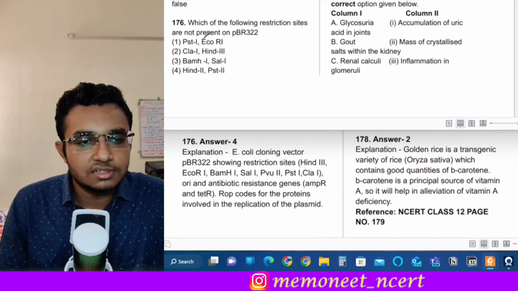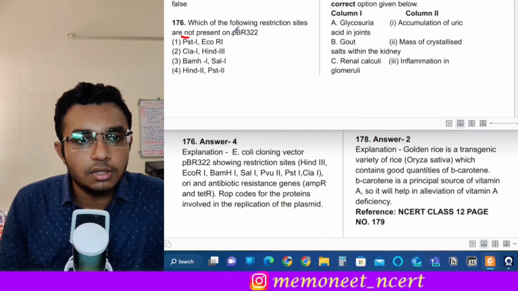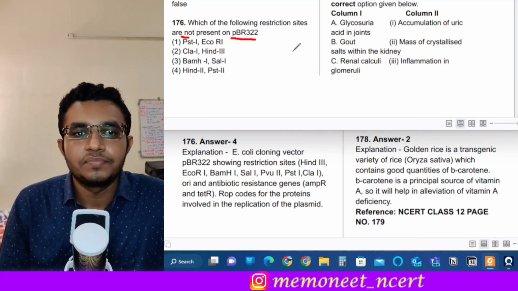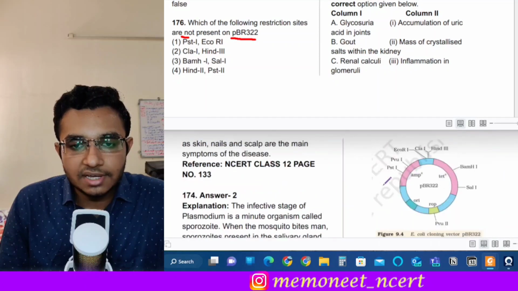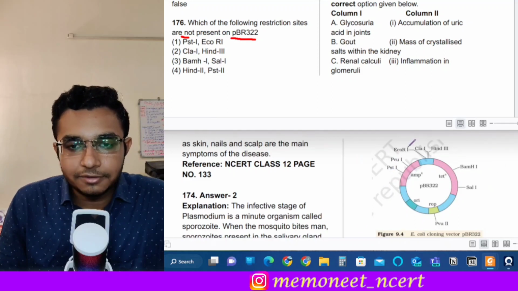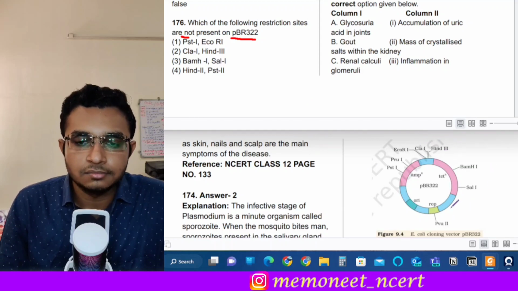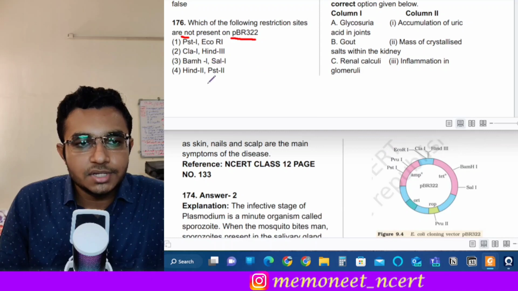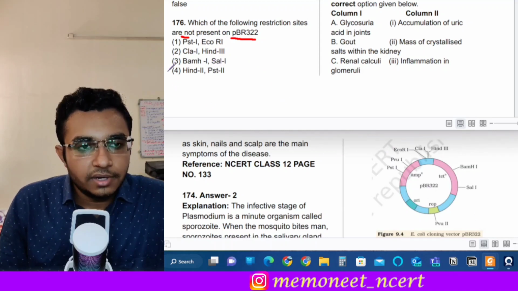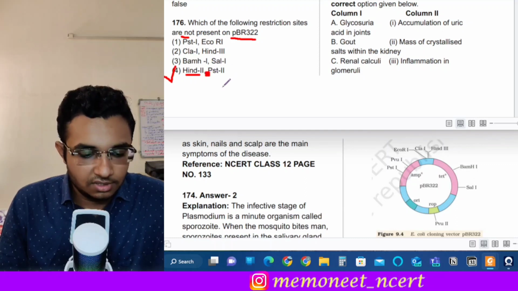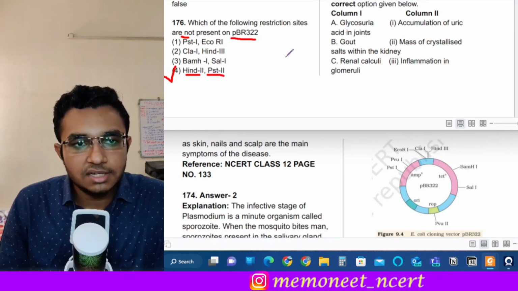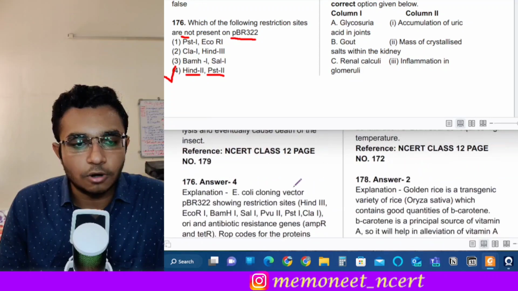The next question is question 176. Which of the following restriction sites are not present on the pBR322? So if you know the structure of pBR322, okay, this is the vector and these are the different sites. Okay, these are the different restriction sites of different enzymes. So which of them is not present over here? Yes, you have identified it correctly. It is the HindII and the PstII. These two are not present on pBR322. So the correct answer is option 4.